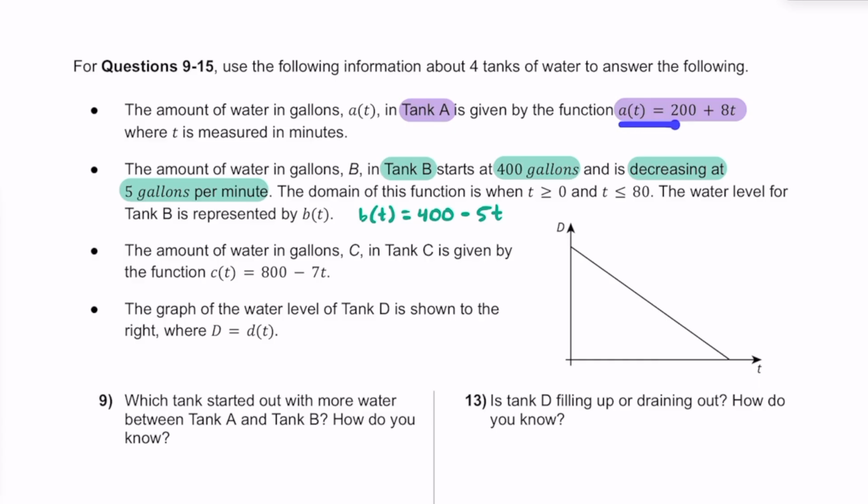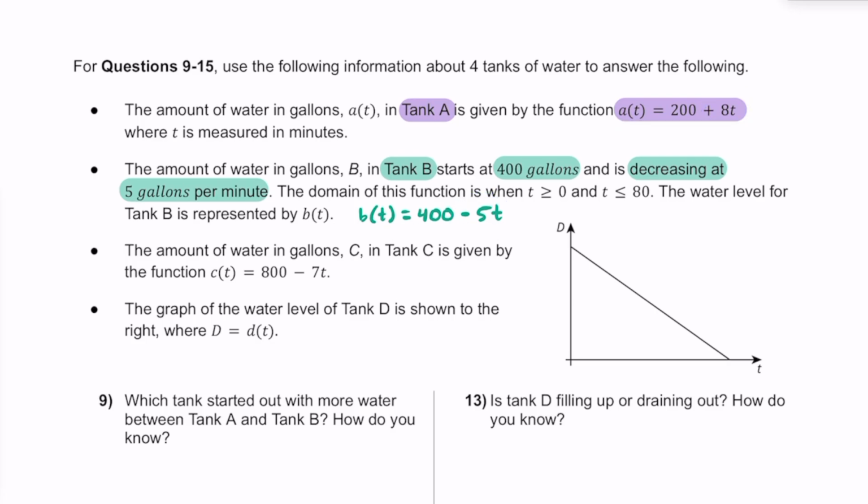So we're really going to go ahead and compare this A of t function with this B of t function. This A of t function you can see is adding water over time, where it's increasing because we have a plus 8t, but this B of t function is decreasing in the amount of water in it because it's minus 5t. So look at the coefficients there. Positive coefficient for t means it is increasing in water, and a negative coefficient for t lets us know that the water level is decreasing.